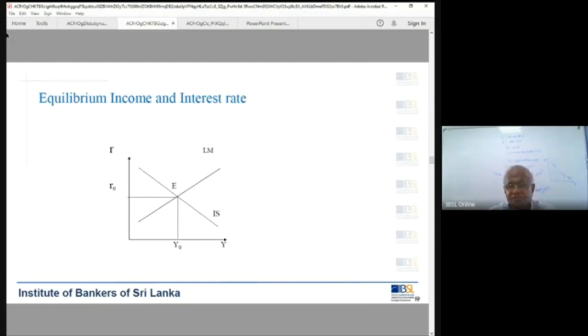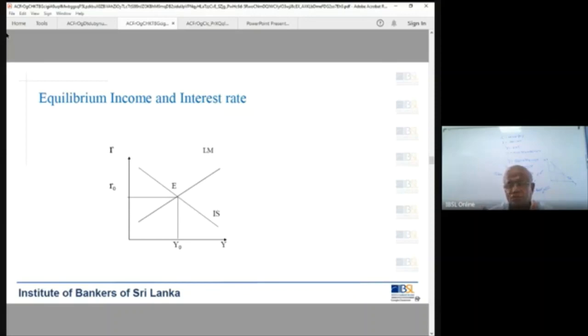Equilibrium, income and interest rate. IS curve, LM curve. You derive the IS curve mathematically, derive the LM curve mathematically. Solve these two equations, like demand and supply. You know this demand curve equation. You know the supply curve equation. Solve.